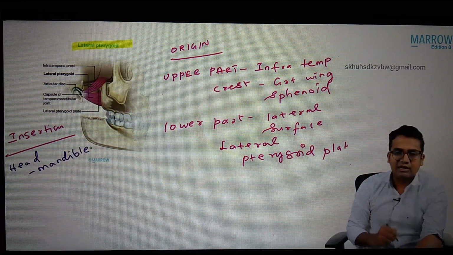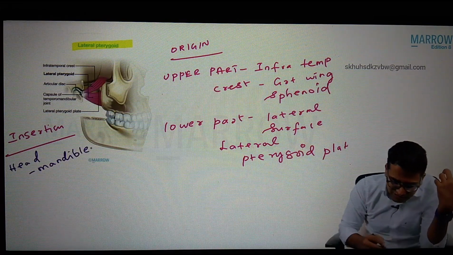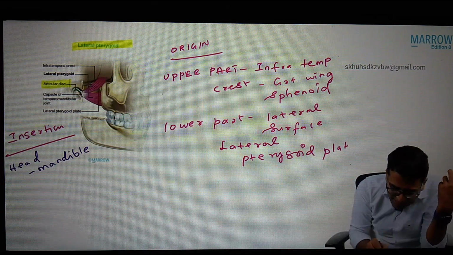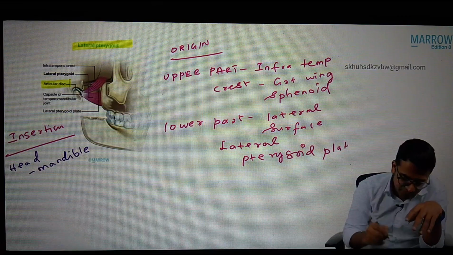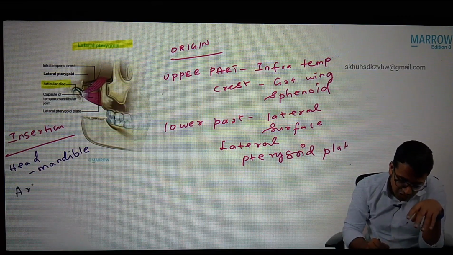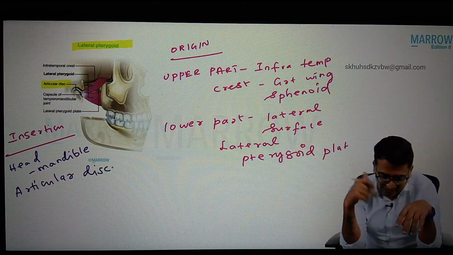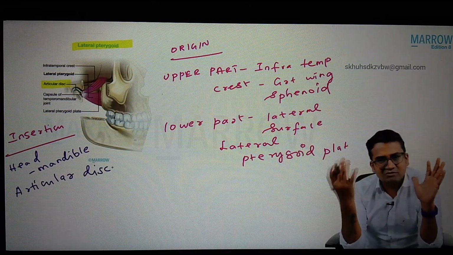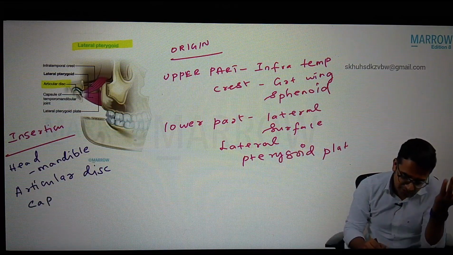Okay, right. And after attaching to the head of the mandible, some muscle fibers also attach to the articular disc present between the mandibular fossa and the head of the mandible. And after that, some muscle fibers also blend with the capsule of the temporomandibular joint.